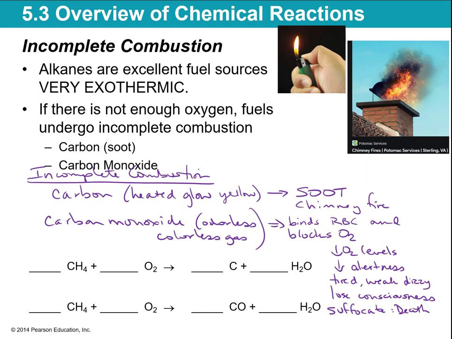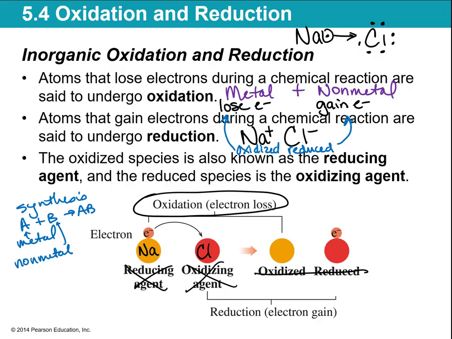And we talked a little bit about what happens if you have incomplete combustion. Remember, that's if there's not enough oxygen, how you can develop soot, which can cause a chimney fire, how you can create carbon monoxide, which is an odorless, colorless gas that ends up binding to red blood cells and blocks oxygen binding, so people suffocate over time. So remember, we talked about that before.